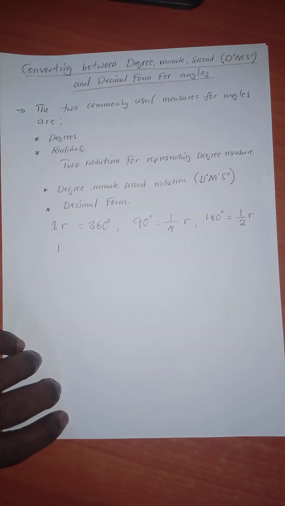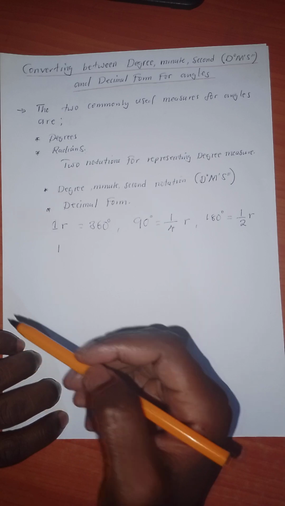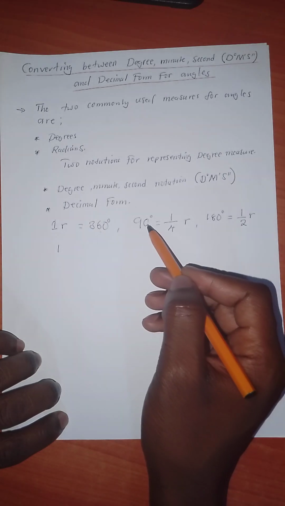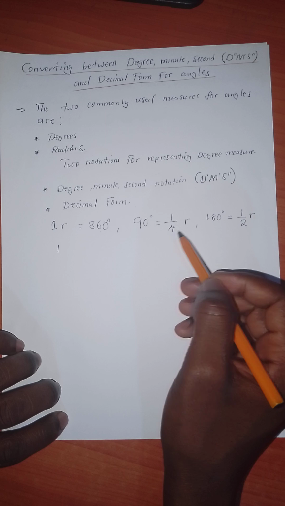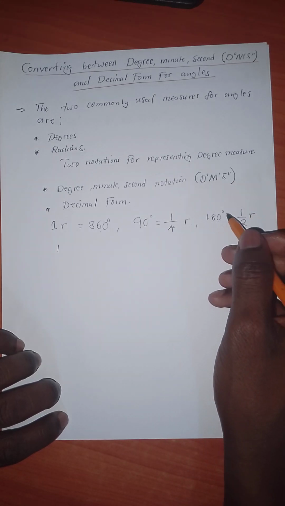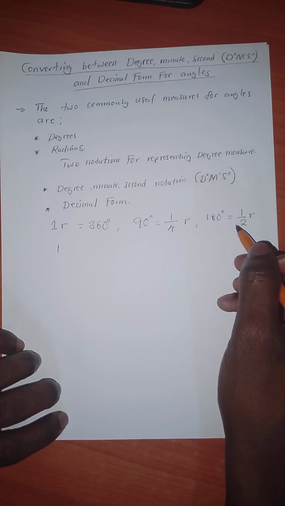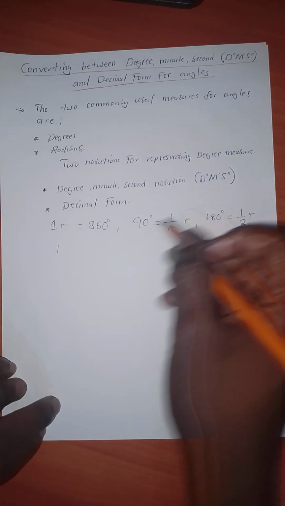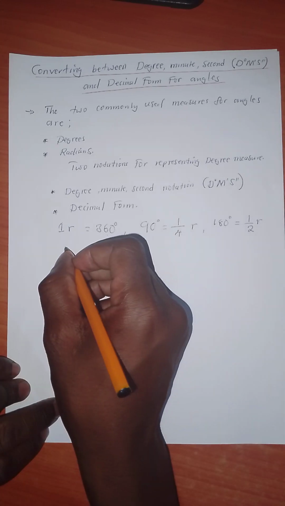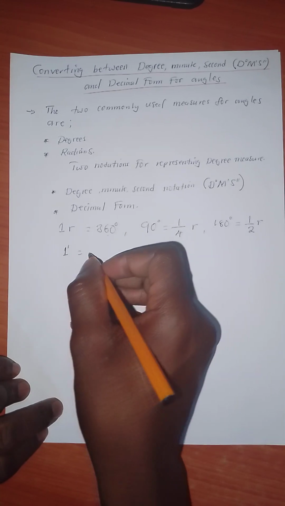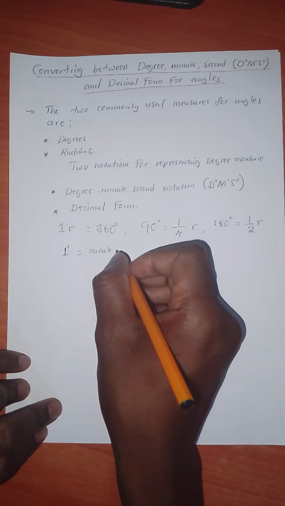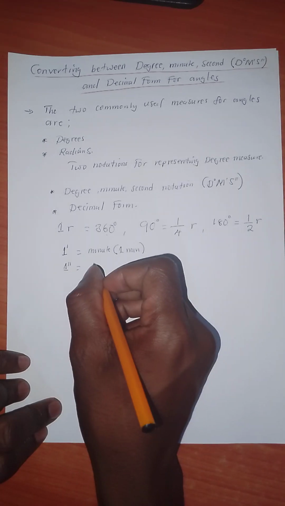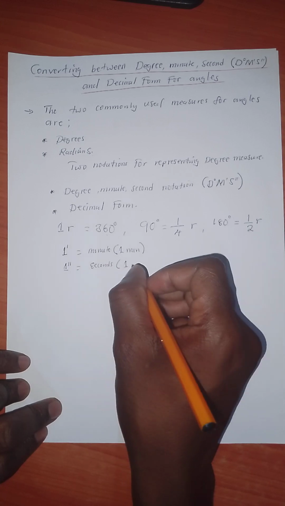For us to be able to convert between the two forms, we need to know from angle measurement that one revolution is equal to 360 degrees, 90 degrees, which is a right angle, is equal to 1 over 4 revolutions, and 180 degrees, which is a straight line angle, is equal to 1 over 2 revolutions. Dealing with these two notations, we need to know that 1 prime represents 1 minute, and 1 double prime represents 1 second.